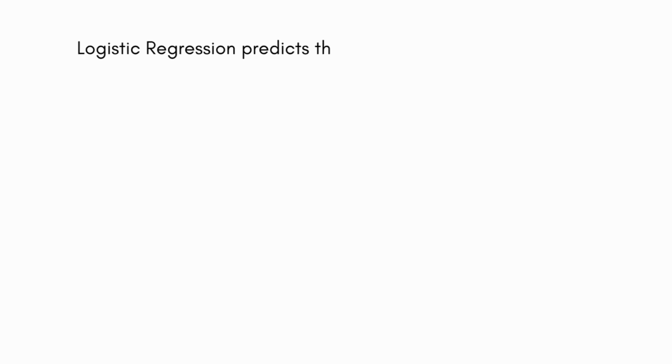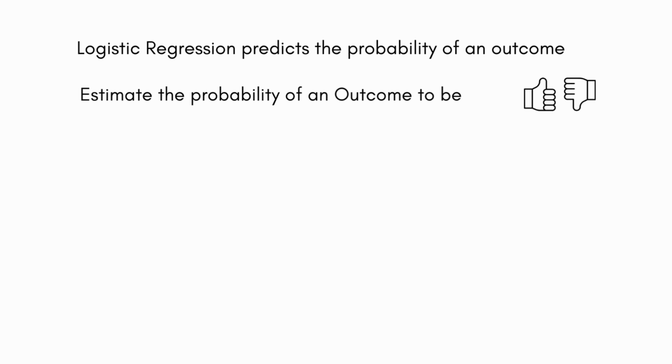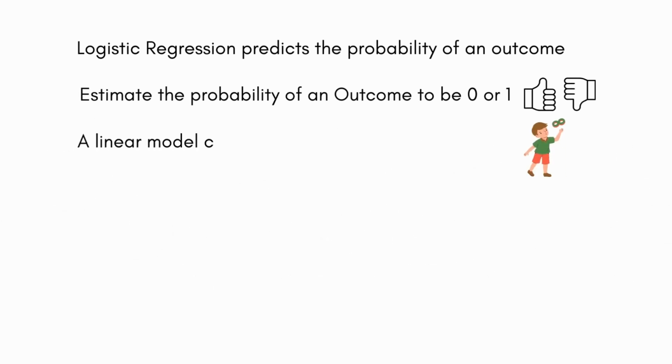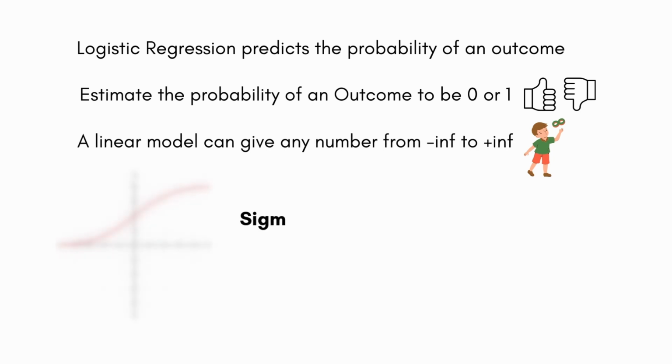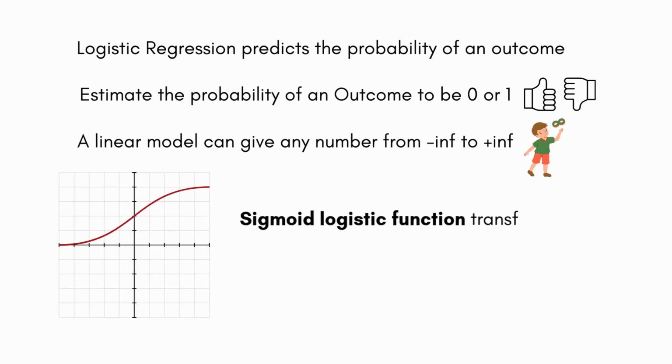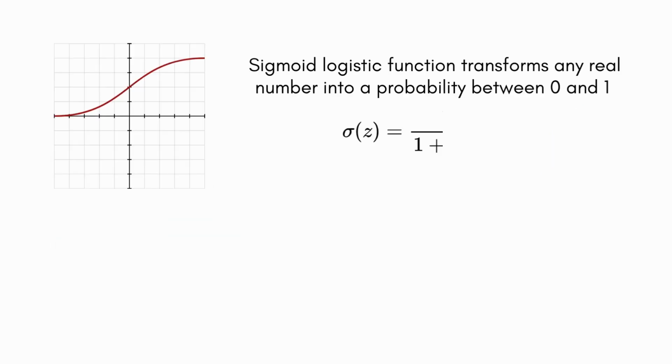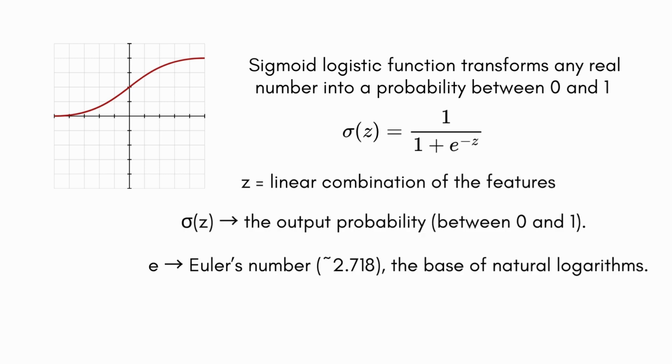In classification, we want to estimate the probability of an outcome. That could be 0 or 1. A linear model can give any number from minus infinity to infinity. Sigmoid logistic function transforms any real number into a probability between 0 and 1. Sigmoid function is represented as 1 over 1 plus e power minus z. Here, z is the linear combination of the features, sigma of z is the output probability.